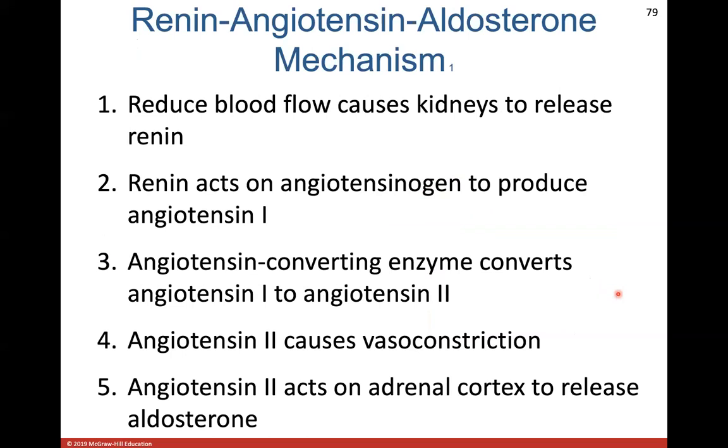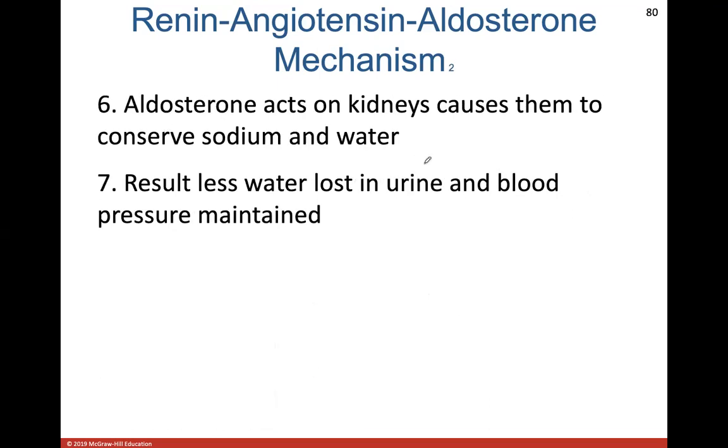The Renin-Angiotensin-Aldosterone system or mechanism is a really interesting system that our kidneys use to counteract any sudden decrease in blood pressure or blood volume. So a reduction in blood flow will cause your kidneys to release a hormone called renin. Renin acts on angiotensinogen to produce angiotensin-1, which then gets converted to angiotensin-2. And the big thing here is that angiotensin-2 causes vasoconstriction of your blood vessels, as well as it acts on the adrenal cortex to release a very important hormone called aldosterone. Aldosterone is important because it tells your kidneys to conserve or retain water and sodium. So it results in less water lost in your urine and trying to maintain blood pressure that was decreasing.